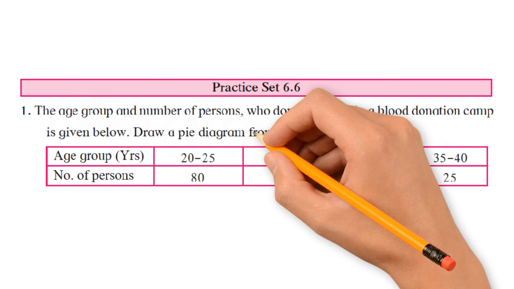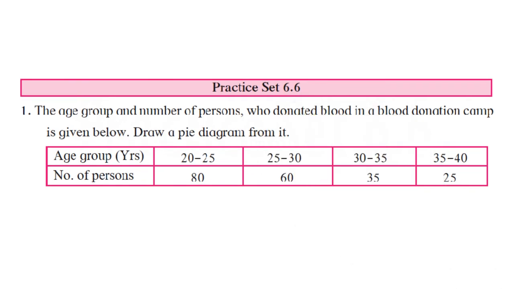So here your first question is: the age group and the number of persons who donated blood in a blood donation camp is given below. We have to draw a pie diagram of the given information. So here the information is about age group in years: 20 to 25, 25 to 30, 30 to 35 and 35 to 40. Frequency is the number of persons: 80, 60, 35 and 25.